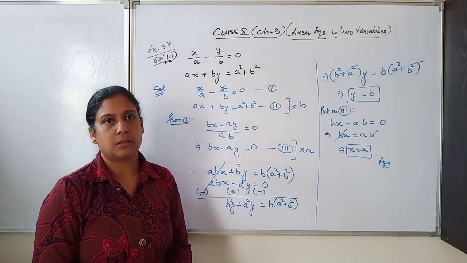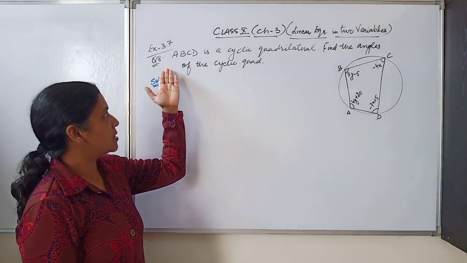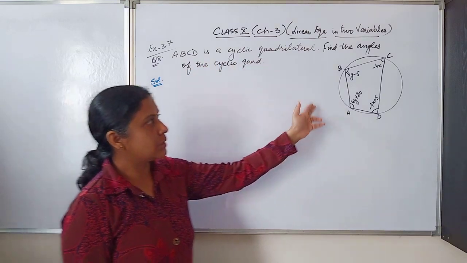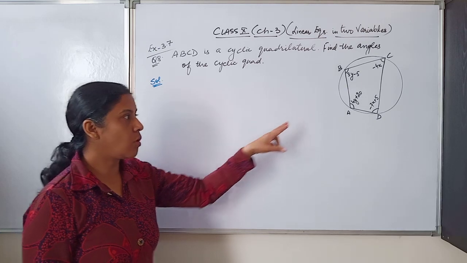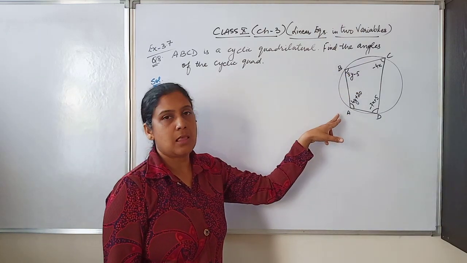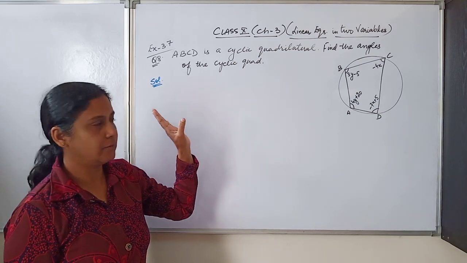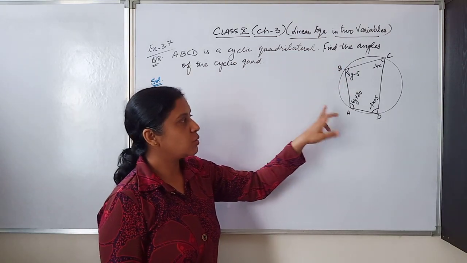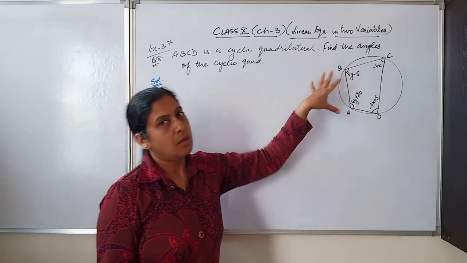Let's start solving question number 8 of the same optional exercise 3.7. ABCD is a cyclic quadrilateral. What is a cyclic quadrilateral? A quadrilateral whose all 4 vertices lie on the boundary of a circle. That is a cyclic quadrilateral. Fine. Find the angles of the cyclic quadrilateral. So we have to find each angle: angle A, angle B, angle C, angle D, by solving.